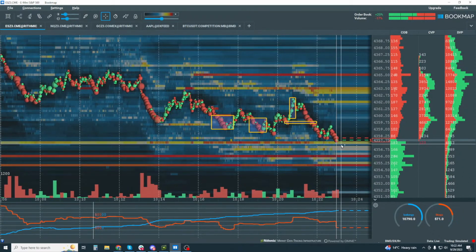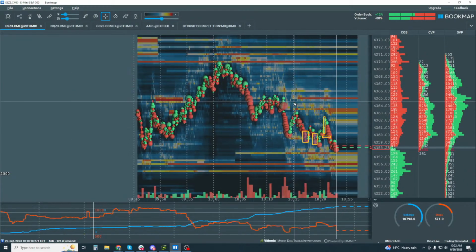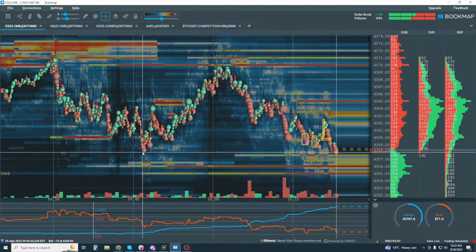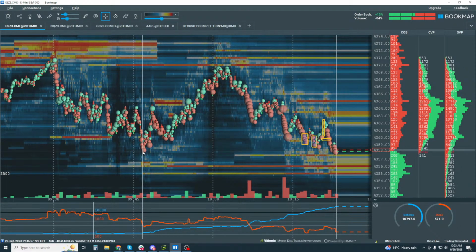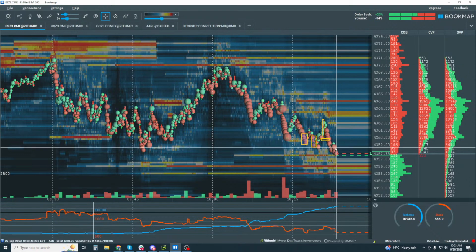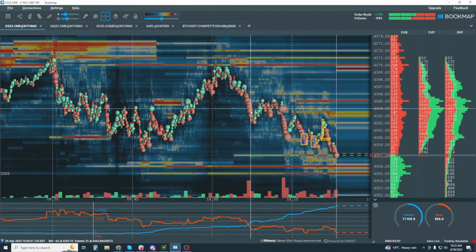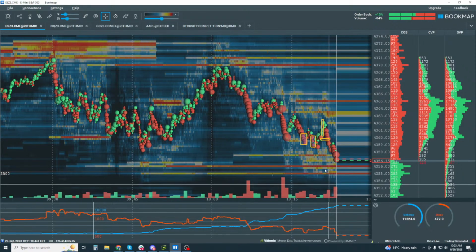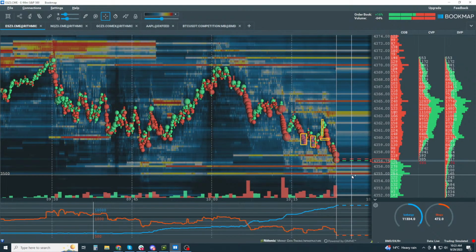Okay, so let's see if we can get our move here and the continuation here. Okay, so now we're down at the bottom of this range. Okay, great. And then let's look here. I'm looking for the sellers to remain in control. This is a lot of sell volume. Look at this. This is what we want to lean on in here. So we're looking for the follow through here.